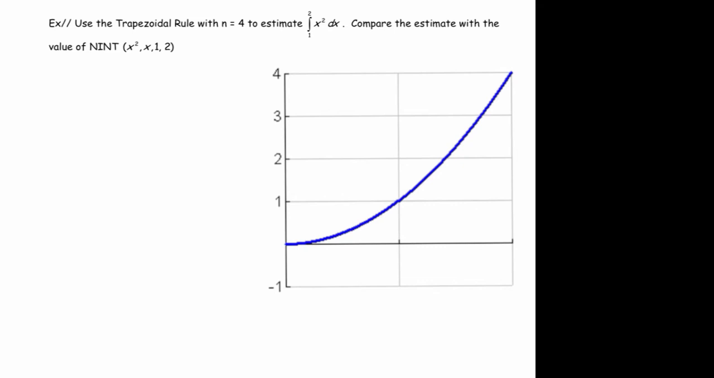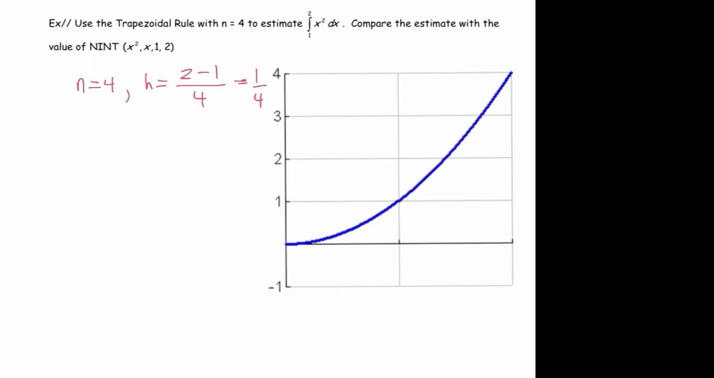So here we're going to apply the trapezoidal rule. I'm told that I need to estimate the integral from 1 to 2 of x squared, and I'm supposed to use n equal to 4, which means I need to make 4 subintervals. So if n is equal to 4, that means that I need to break up the interval 1 to 2 into 4 equal pieces. So the width of my subintervals is going to be 2 minus 1 divided by 4, which is 1/4.